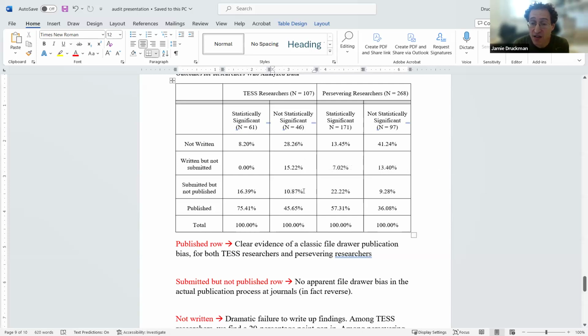Insofar as if you're not significant, you're less likely to fall into this group, right? You're less likely to be submitting but not getting published. And so that's kind of an interesting finding, we thought, as well.